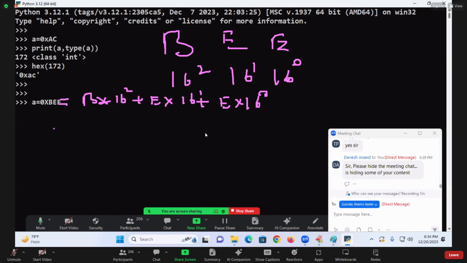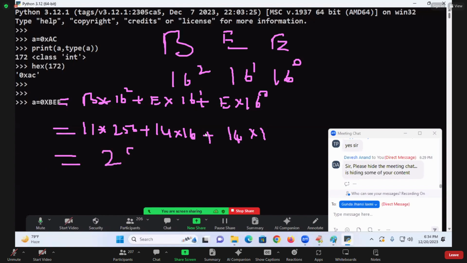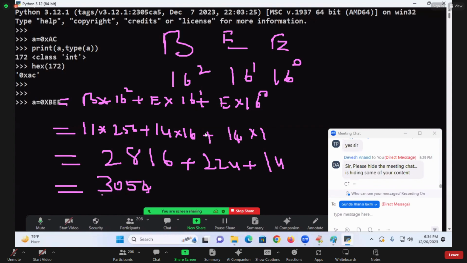What is the B value, students? 11 into 256, plus 14 into 16, plus 14 into 1. 11 into 256 is how much? 2816. Plus 14 into 16, which is 224, plus 14. Collectively together it is 3054. 3054. Are you getting it?